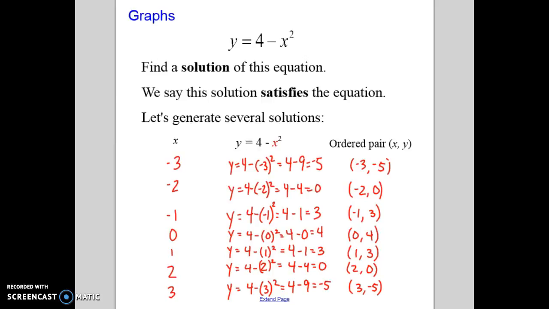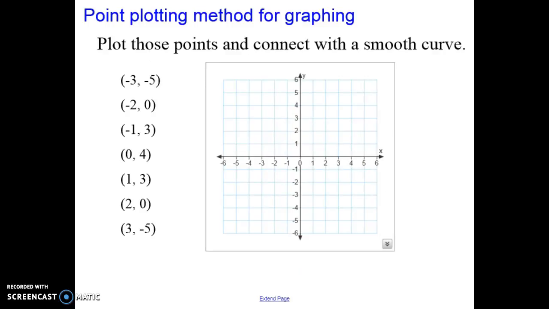Now let's take a look at the graph. This method of making a graph is just point plotting, which means we're just going to take the points that we know are solutions, plot them on a coordinate grid, and then connect them with a smooth curve. So -3, -5 gets a point right there, -2, 0, -1, 3, 0, 4, 1, 3, 2, 0, and 3, -5. So I know all those points are on my graph, and now I connect them with a smooth curve. And put arrows at the ends because this graph does continue forever.